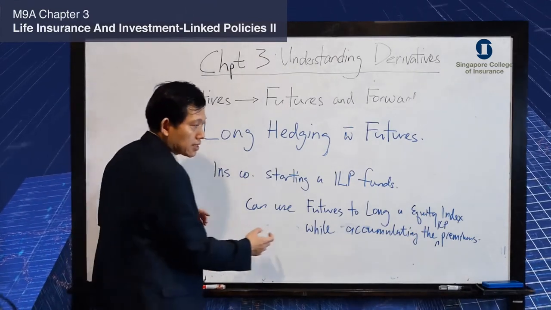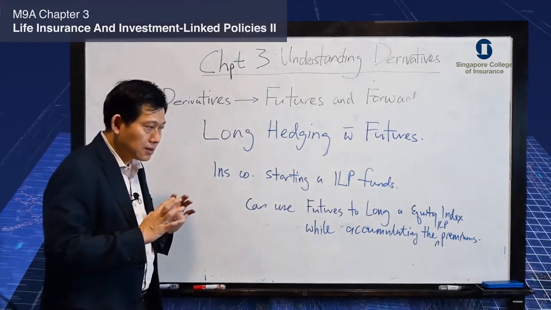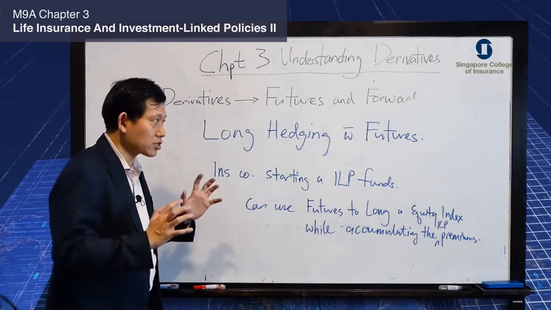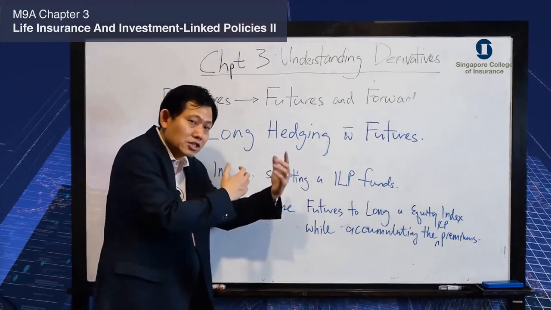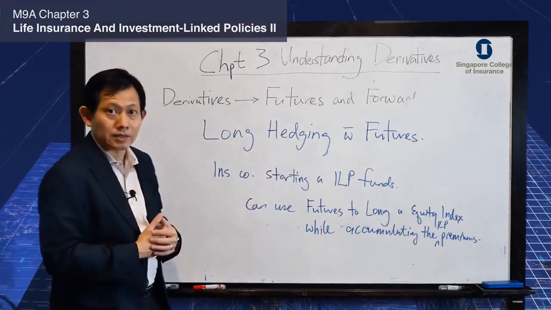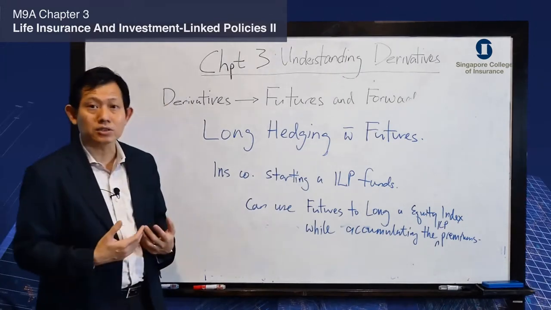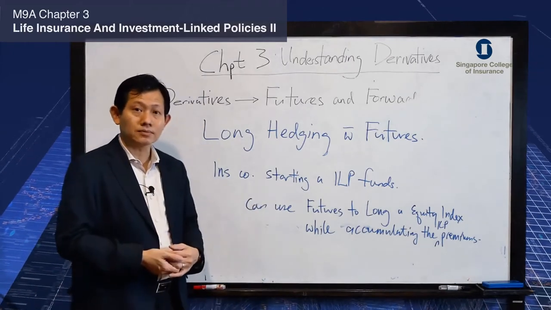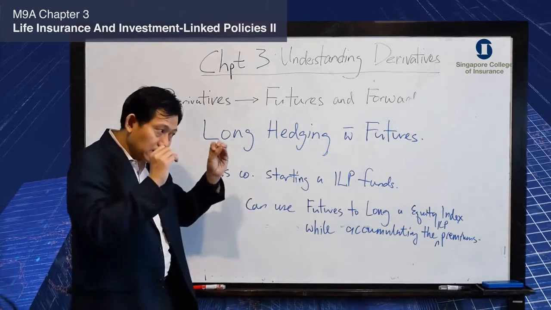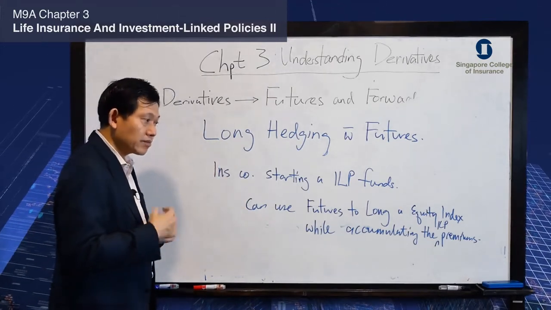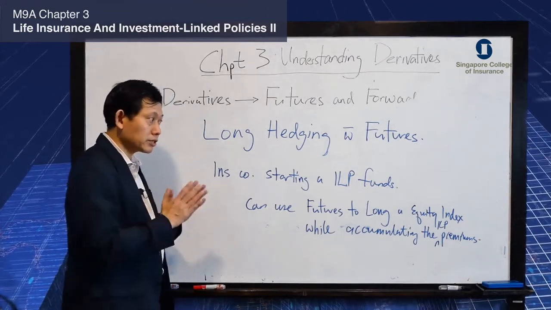And in this situation, they can start to launch an ILP fund without having the entire cash necessary to purchase the equity index. At the same time, they can benefit from the anticipated rise in the capital market. Let's assume the world economy is going to recover from the COVID-19 situation in, say, 6 months down the road. This is pure anticipation. Let's assume that the chief economist of the insurance company, after studying all the various economic indicators, makes a judgment call that perhaps the world will recover in 6 months down the road.